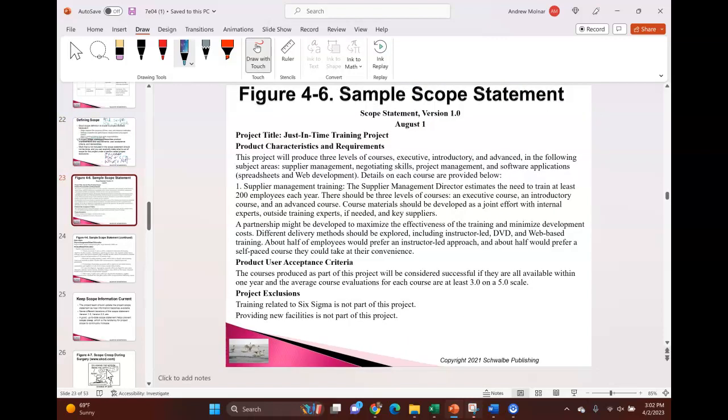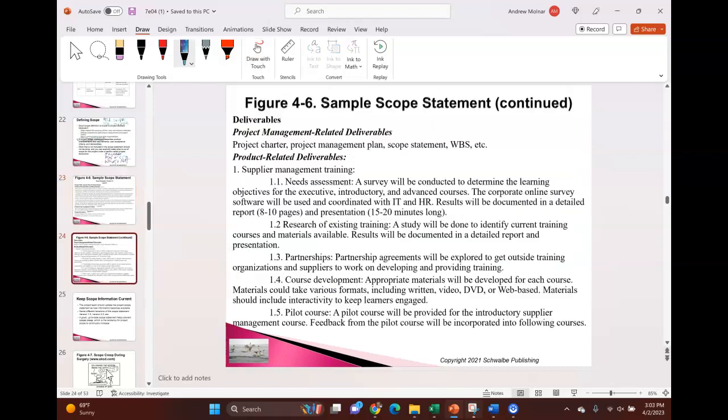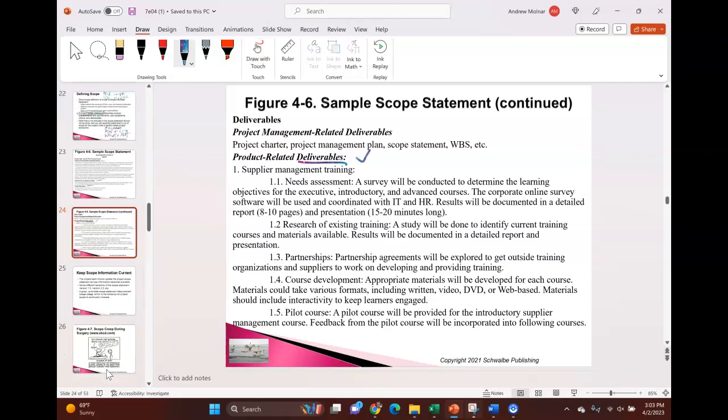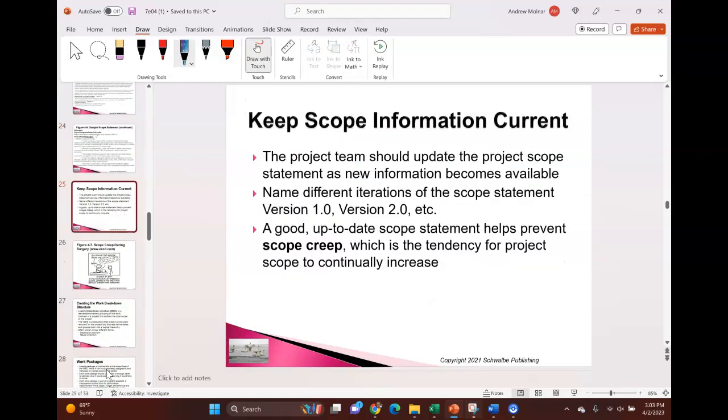Here is a sample scope statement. Notice kind of a narrative format. Notice they have exclusions. This would be their version of what's not in the project. This would be success criteria or acceptance criteria, and these are the requirements detailed out in paragraph or narrative form. It continues to discuss the various deliverables. That's what it's about, the requirements for those deliverables.